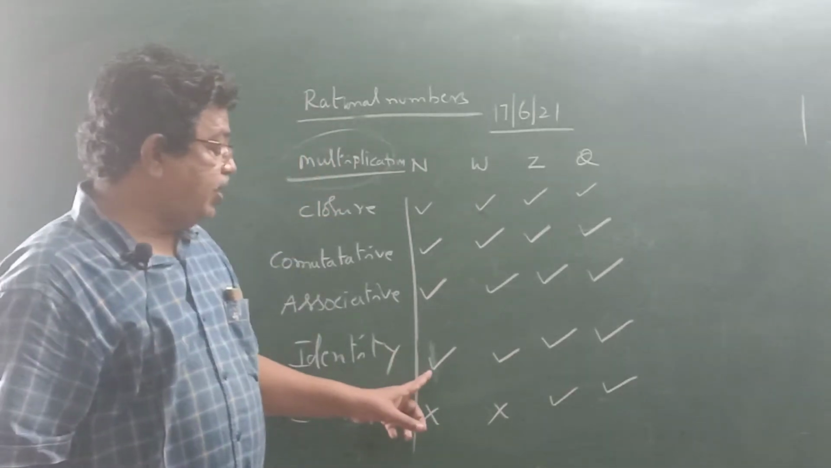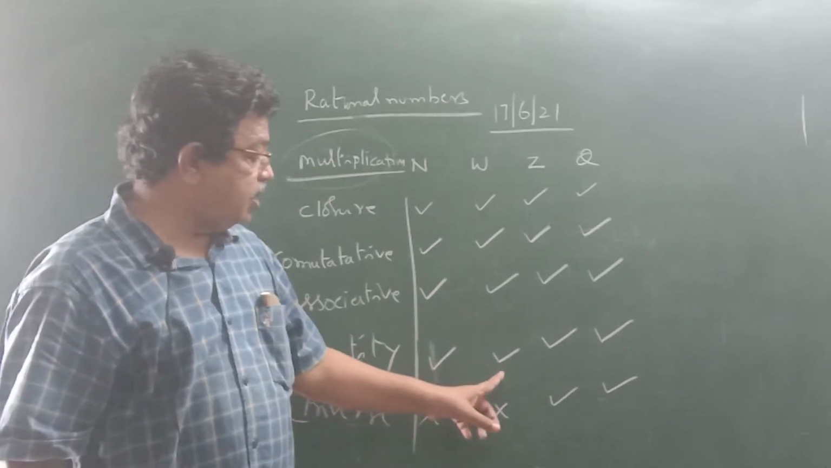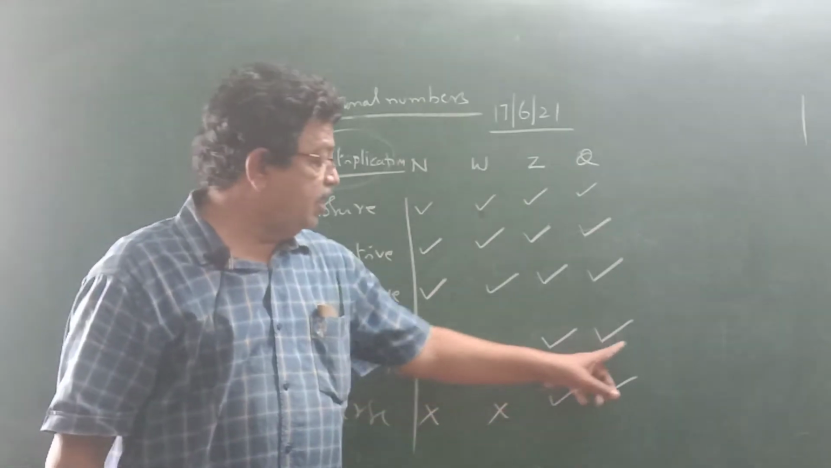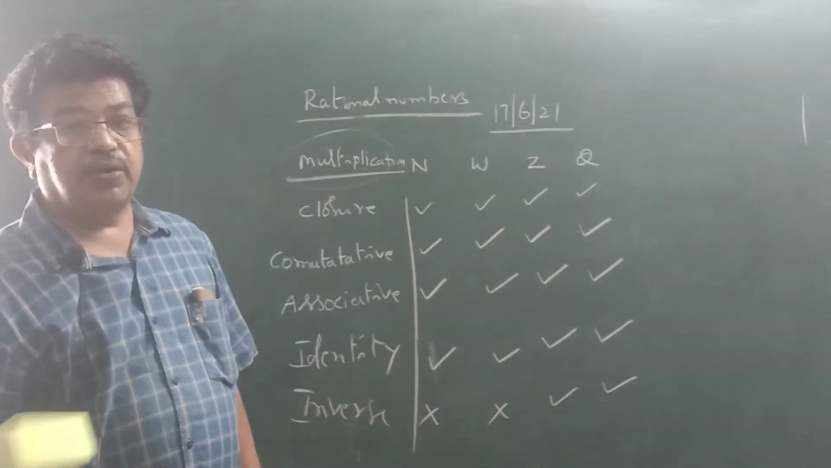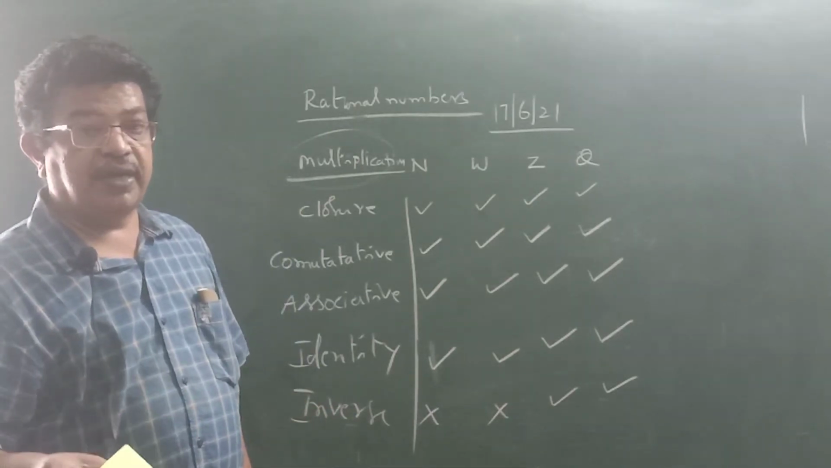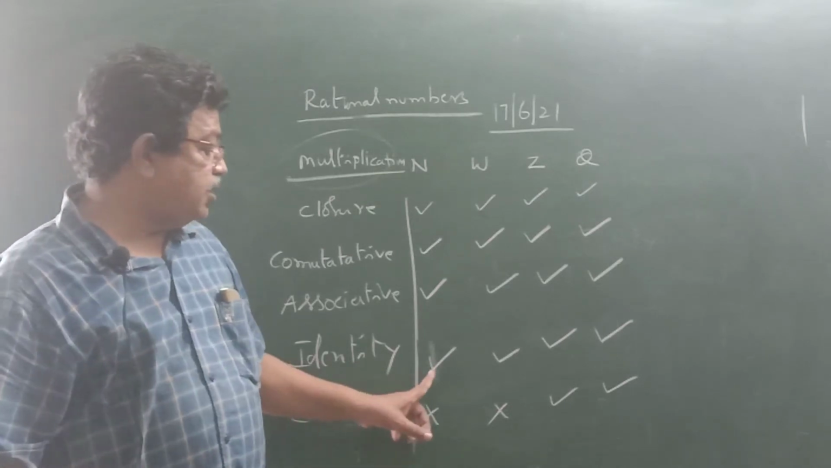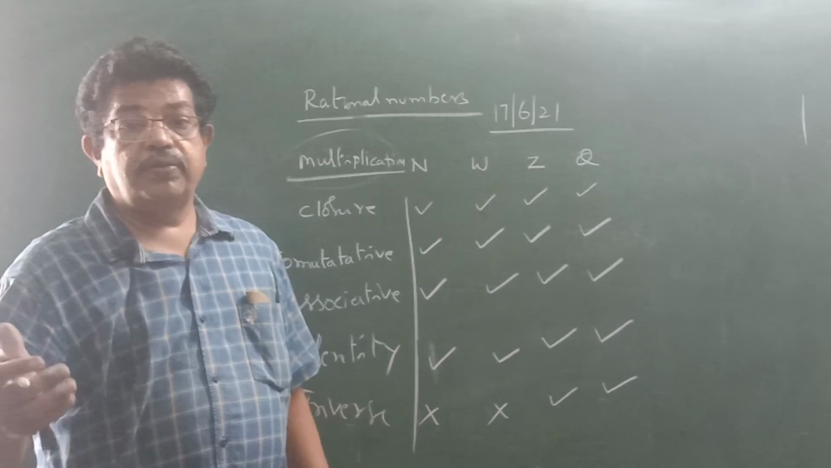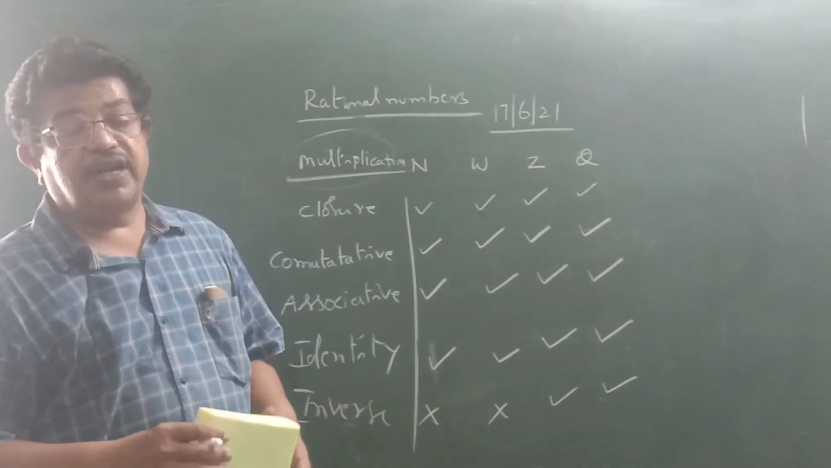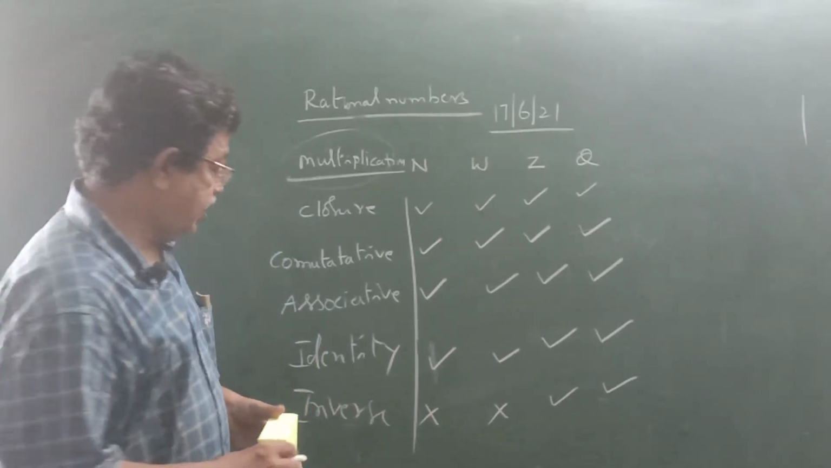Therefore, 7 into 1, in case of natural numbers, whole numbers, integers, or rational numbers: if you multiply a natural number, whole number, integer or rational number by 1, or 1 is multiplied by any of them, the product is equal to the number itself. Therefore, 1 is called the multiplicative identity.